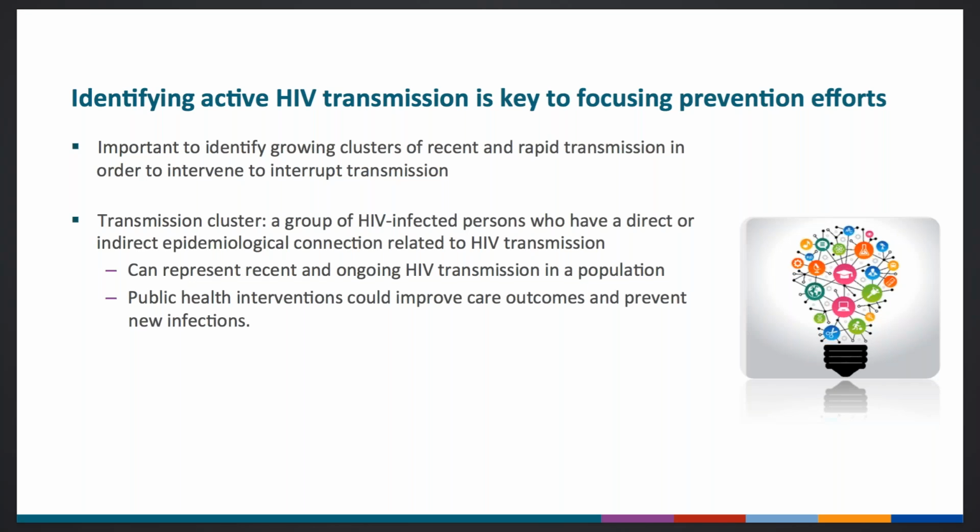So it's important to identify growing clusters of recent and rapid transmission in order to intervene and interrupt transmission. And so you'll hear me talking about a transmission cluster a lot today. A transmission cluster is a group of HIV-infected persons who have a direct or indirect epidemiologic connection related to transmission. And this can represent recent and ongoing transmission in a population and indicates that public health interventions could improve care outcomes and prevent new infections.